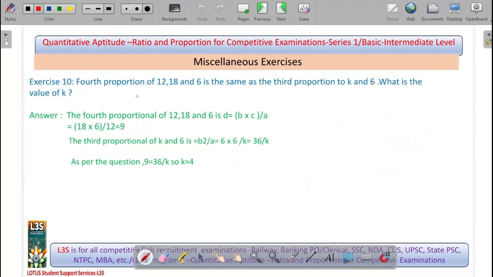Next question. Fourth proportional of 12, 18, 6 is the same as third proportional of K and 6. What is the value of K?